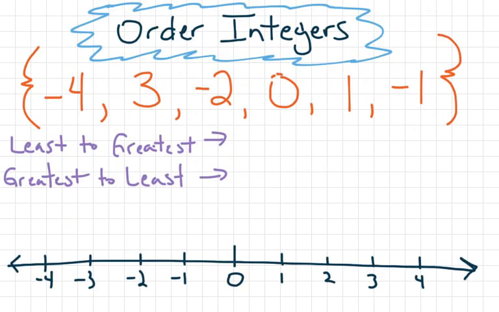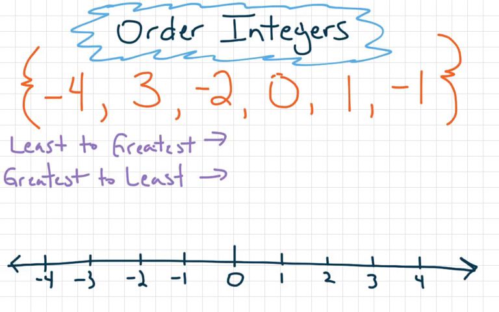So one of the main things that you're going to have to do as 6th graders is order integers, and you will be given sets of integers like I have in red here, and you'll have to put them in order from least to greatest or greatest to least, depending on what the questions ask. And you also probably will have to plot these integers on number lines. So you need to know how a number line works.